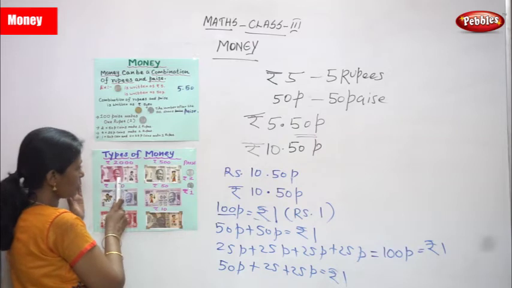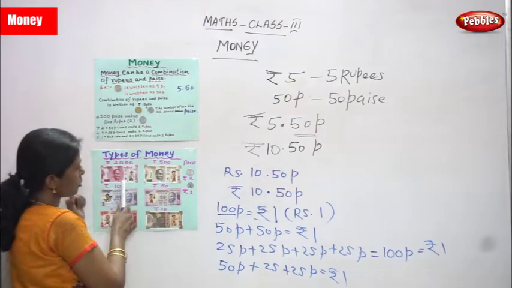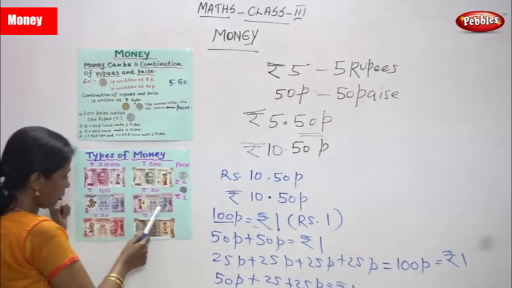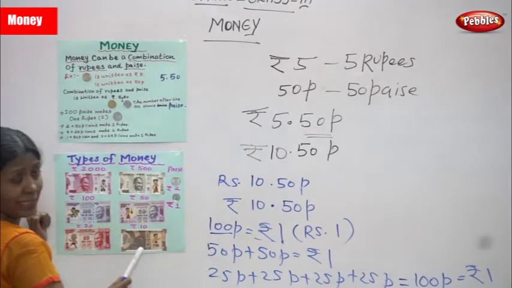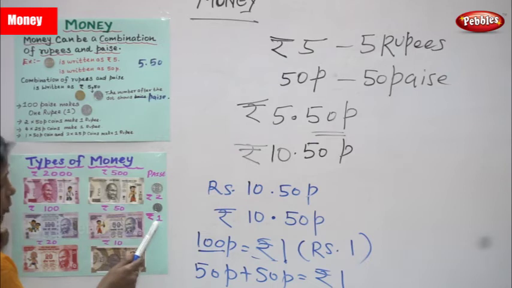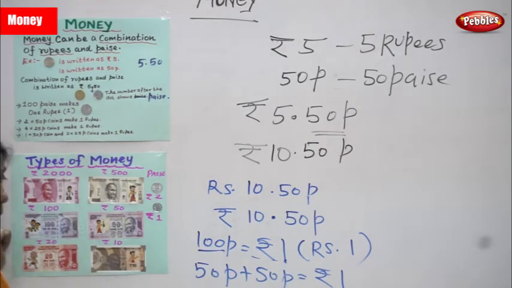This is 2000 rupees. It's almost similar like this. Okay, 2000 rupees. This is 500 rupees. This is 100 rupees. This is 50 rupees. This is 20 rupees. And this is 10 rupees. And this is 2 rupees and this is 1 rupee. This is 5 rupees and 50 paise. It is also 1 rupee. So these are the types of money and paise.